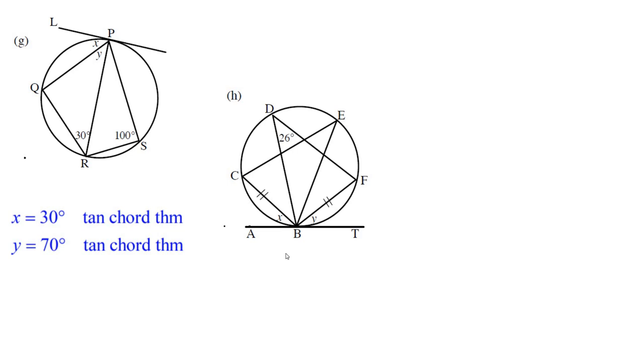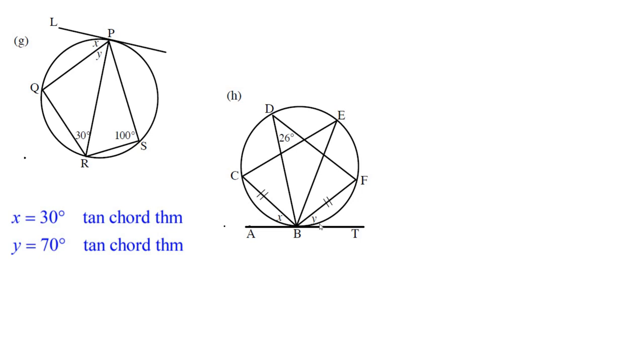Okay, let's try question 8. Ooh, this looks a little bit trickier. I think we've got y here. It gets a little weird because you're looking at triangles over top of triangles and you've got to isolate them. It gets a little trickier. This is an angle at the top of the triangle in the alternate segment. So y has got to be 28 degrees.